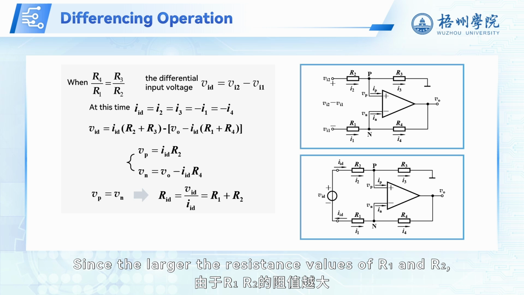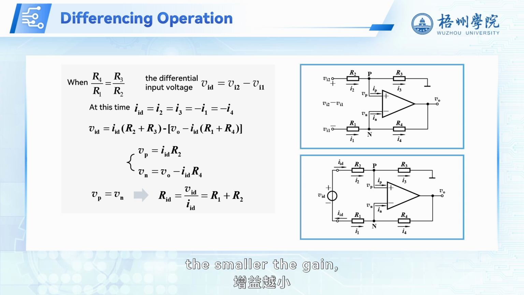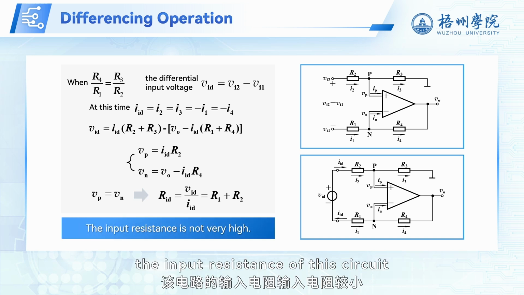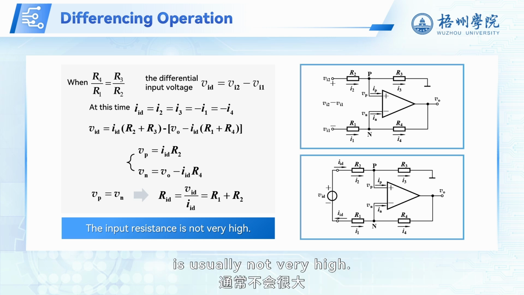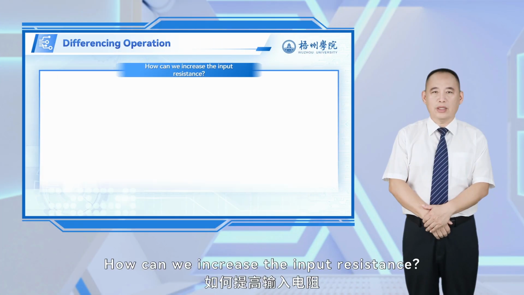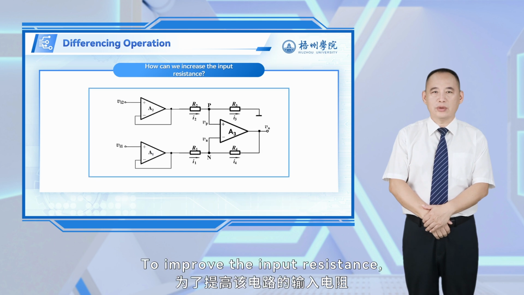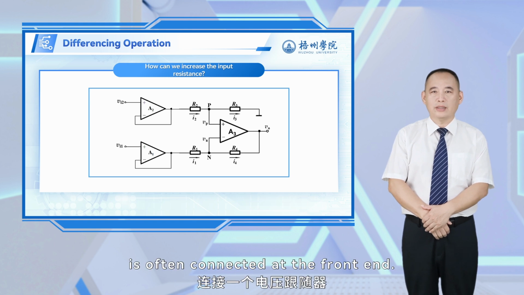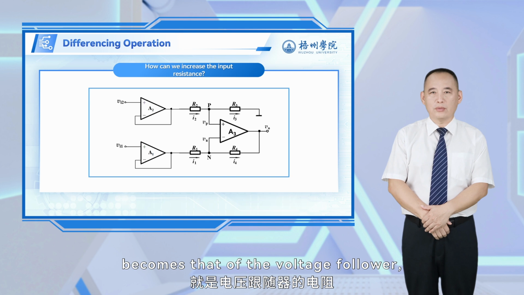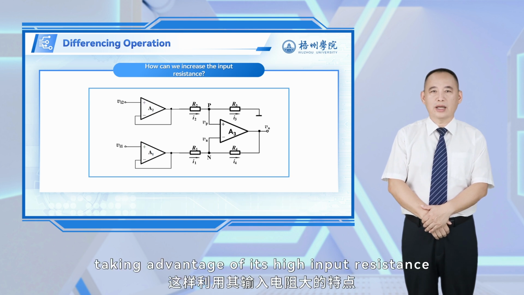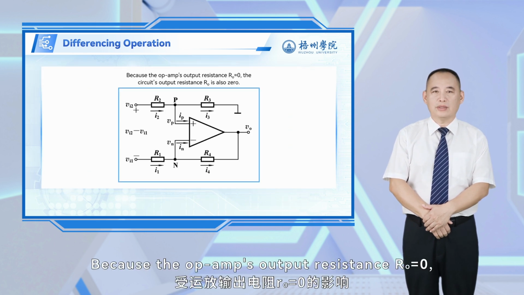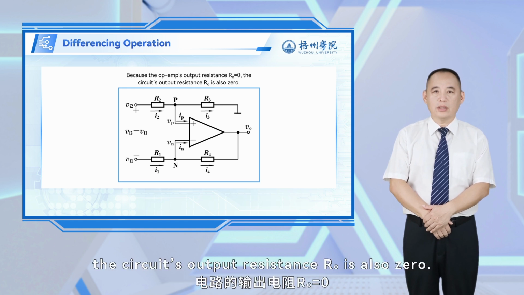Since the larger the resistance values of R1 and R2, the smaller the gain, they cannot be increased without limit. As a result, the input resistance of this circuit is usually not very high. How can we increase the input resistance? To improve the input resistance, a voltage follower is often connected at the front end. The input resistance becomes that of the voltage follower, taking advantage of its high input resistance to raise the overall input resistance. Because the op-amp's output resistance RO equals 0, the circuit's output resistance RO is also 0.